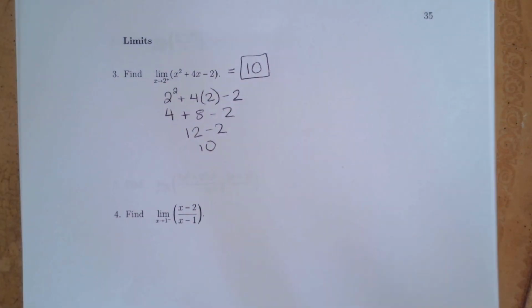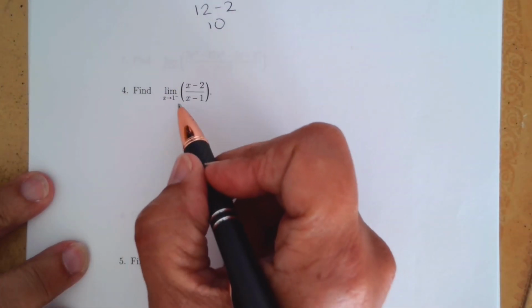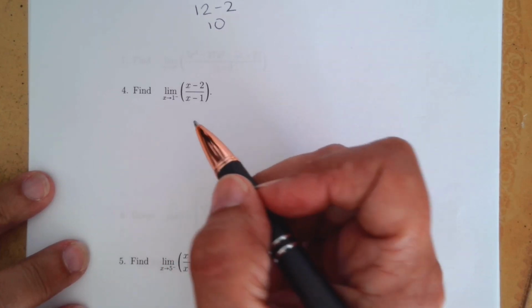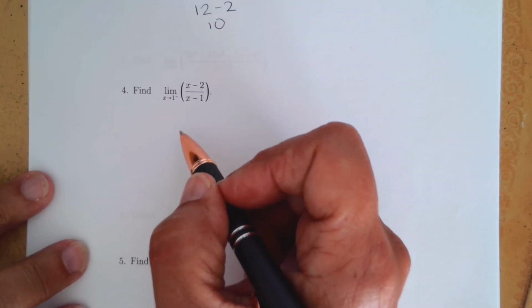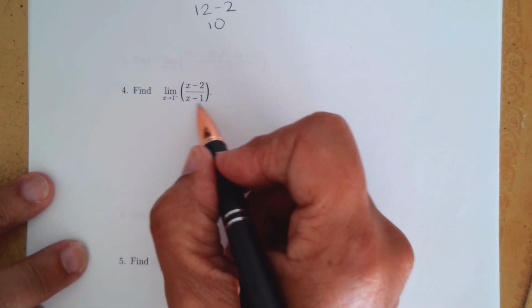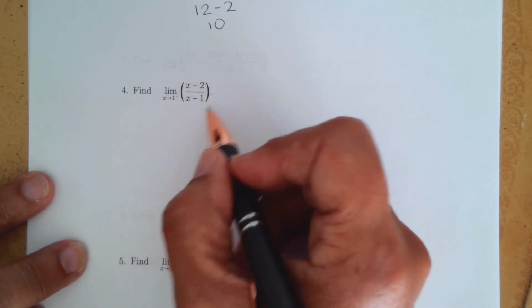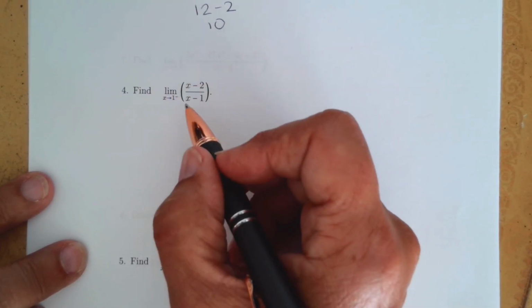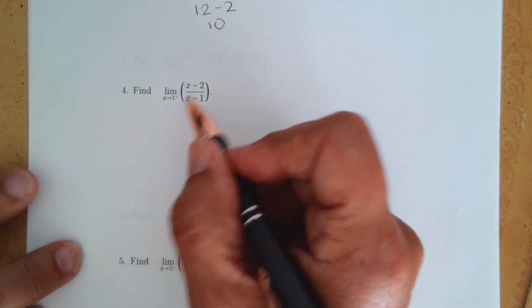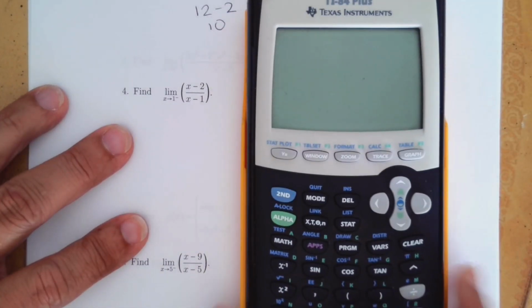All right, so look at number 4. Find the limit as x approaches 1 from the left of x minus 2 over x minus 1. Okay, well, I'm going to try putting 1 in here, but if I put 1 in here, I can't, right? 1 minus 1 is 0, can't have 0 in the bottom. So I can't just plug it in. This is not a polynomial. So I need to either use the table, or I could look at the graph, however you wanted to do it. So I'm going to go and graph this.